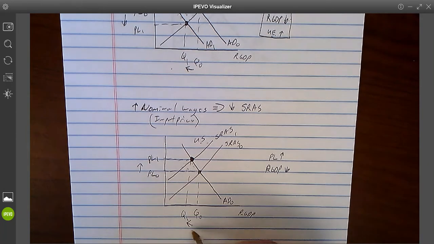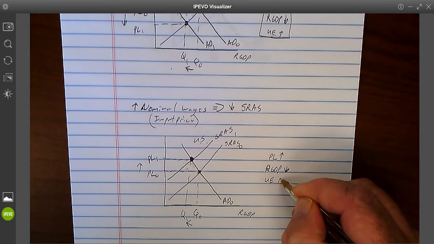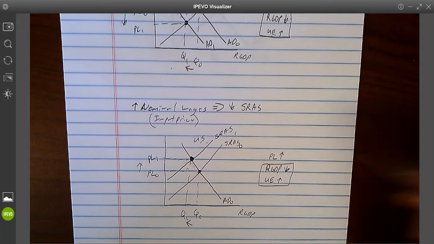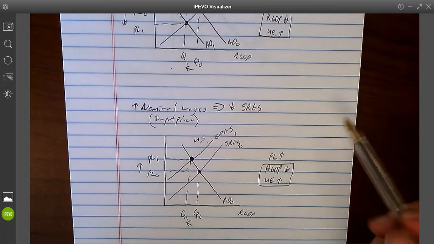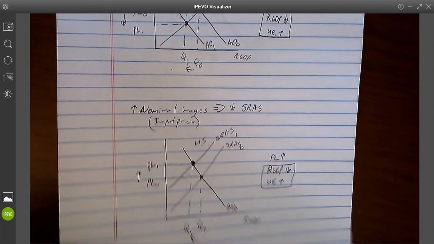Price level's gone up. Real GDP's gone down. And if real GDP's gone down, that means that the unemployment rate is going to go up. These two things are linked. Okay, so that's what your answer should have looked like for an increase in nominal wages.